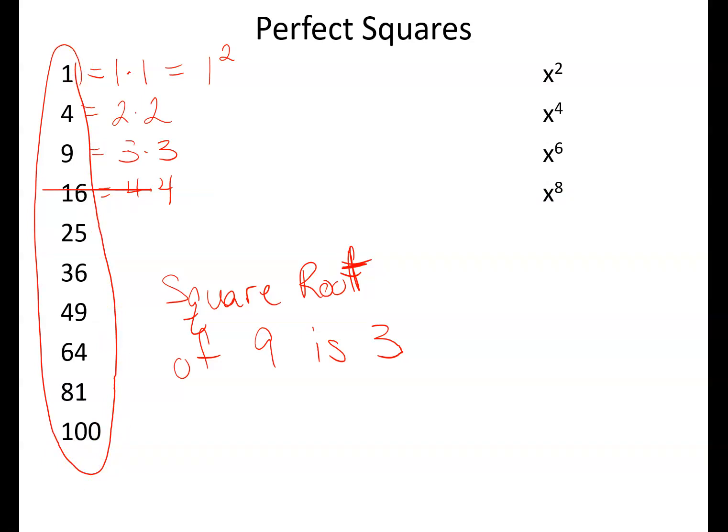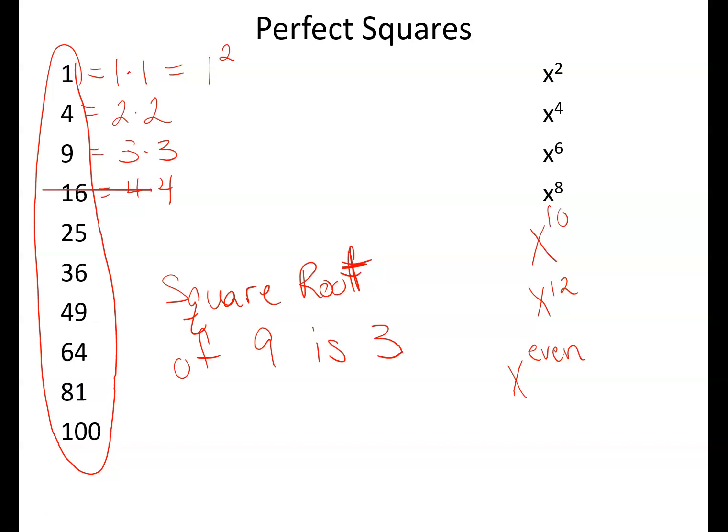Now, we also want to think about variables. So look on the right side of the screen, and you see a list of variables. Notice all of the exponents, 2, 4, 6, 8, are multiples of 2. So you could keep going and make a bigger list, x to the 10th, x to the 12th, x to any even power. Or maybe you want to think of it as x to a power that is a multiple of 2. Those are considered perfect squares.